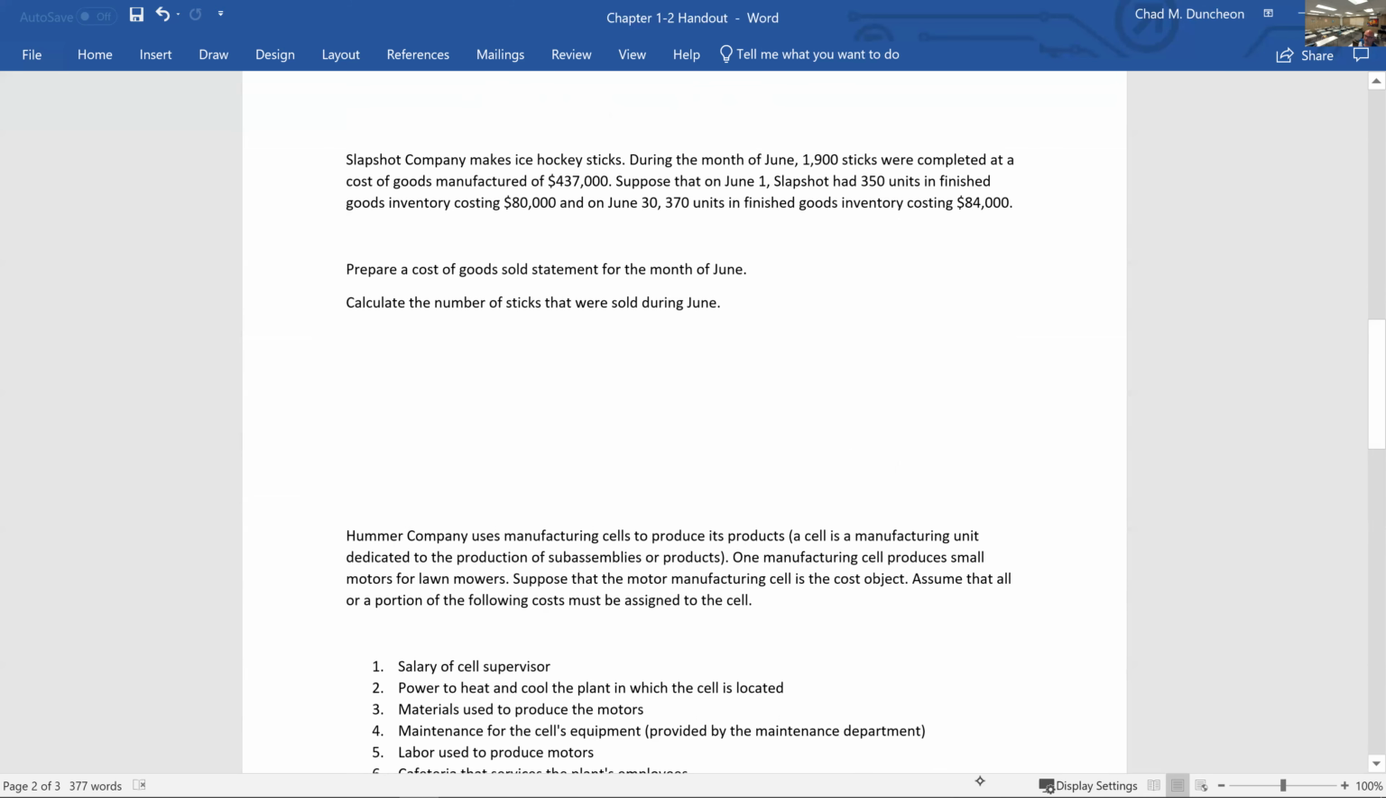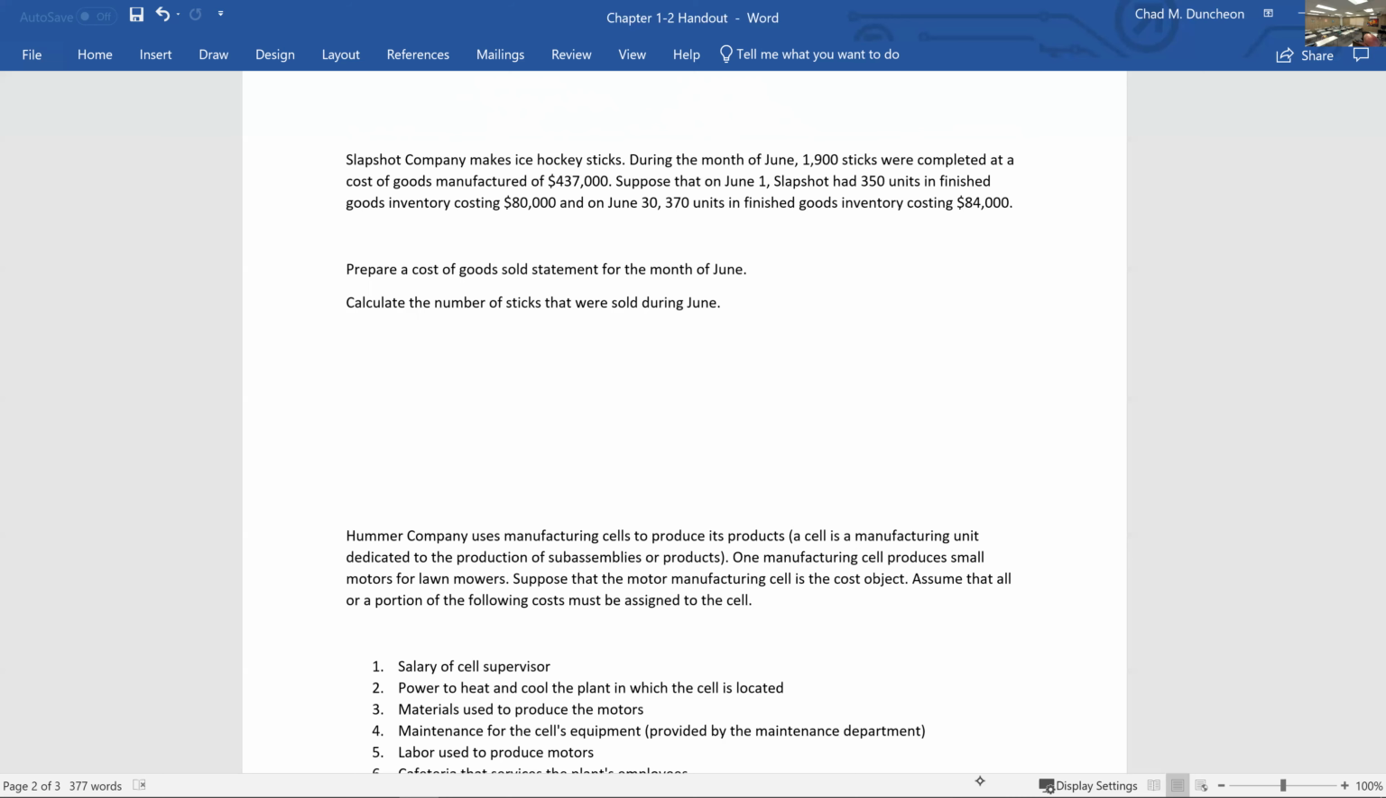All right, here we are. During the month, 1,900 sticks were completed at a cost of goods manufactured of 437. That's what we just calculated on that last problem. But even if we didn't do that, now we would know the cost of goods manufactured. That means those 1,900 sticks are finished goods, and that is the total cost of them. Suppose that we had 350 units in finished goods at 80,000, and on June 30th, finished goods inventory was 84,000.